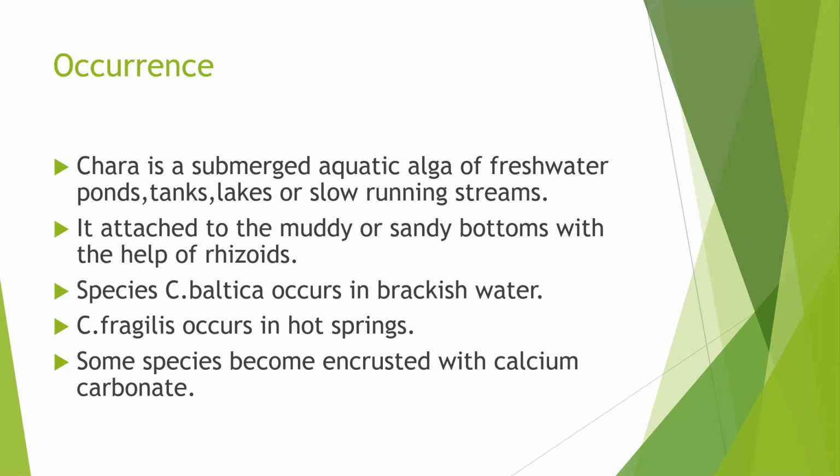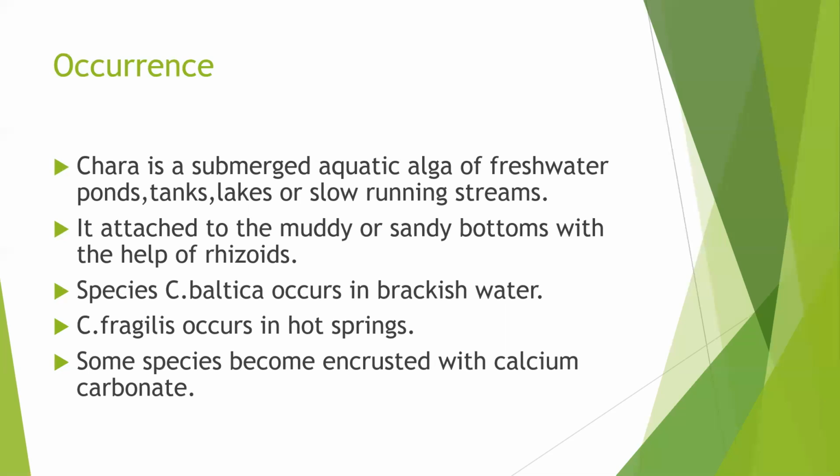What is the habitat or occurrence of Chara? Chara is a submerged aquatic alga of freshwater ponds, tanks, lakes, or slow-running streams. The plant body is attached to the muddy or sandy bottoms with the help of rhizoids. Some species, for example Chara baltica, occur in brackish water. Brackish water means it is found in marine water, but the salt concentration is more.